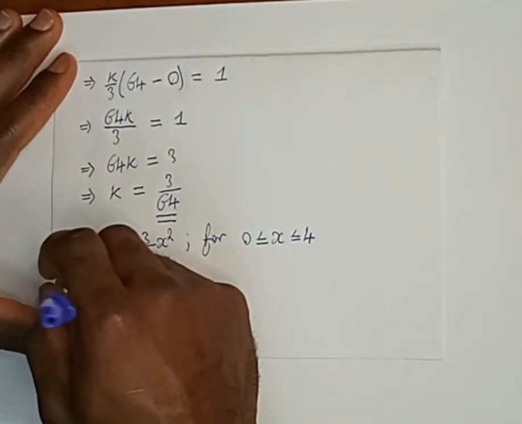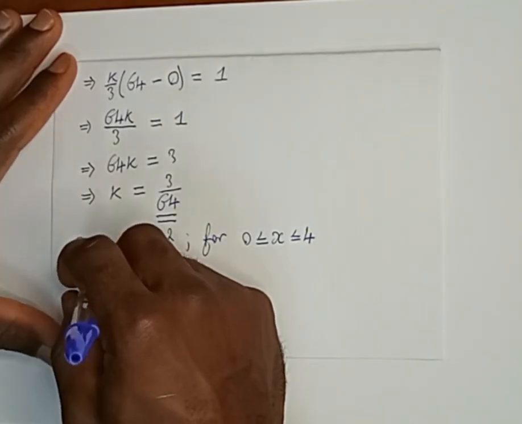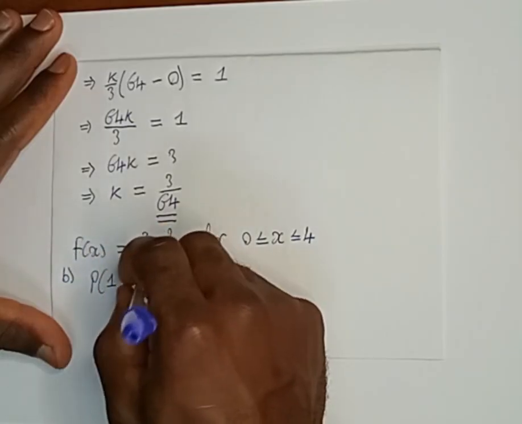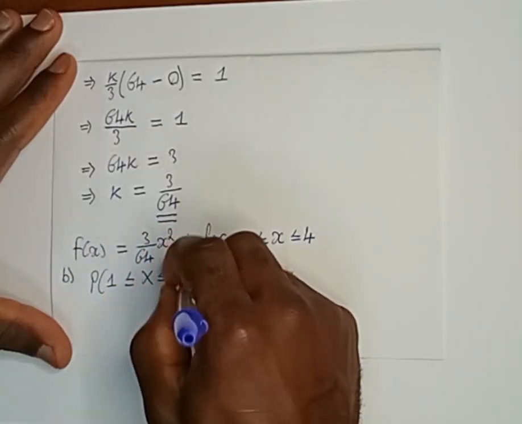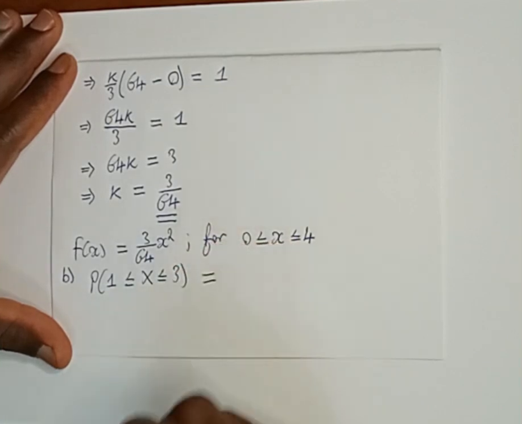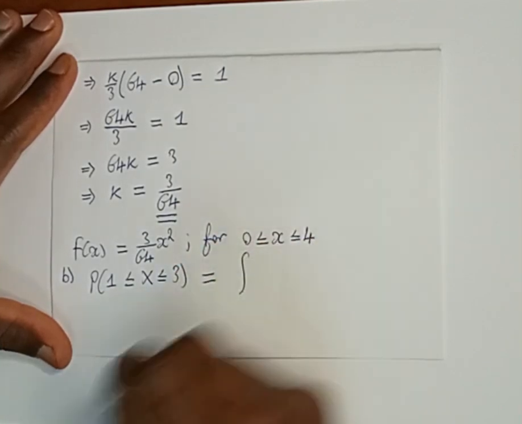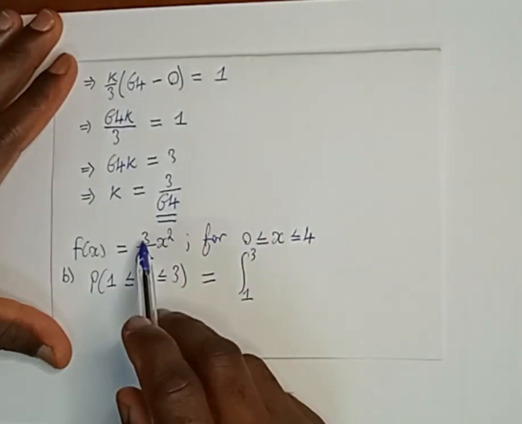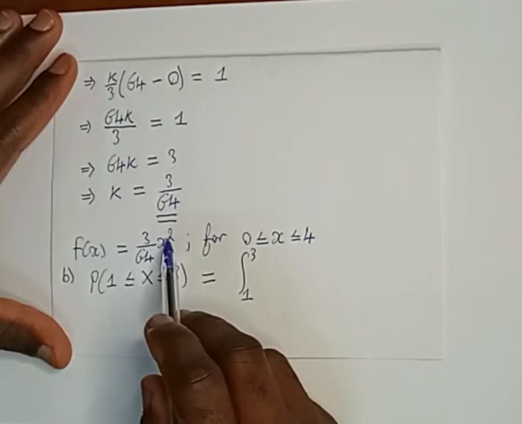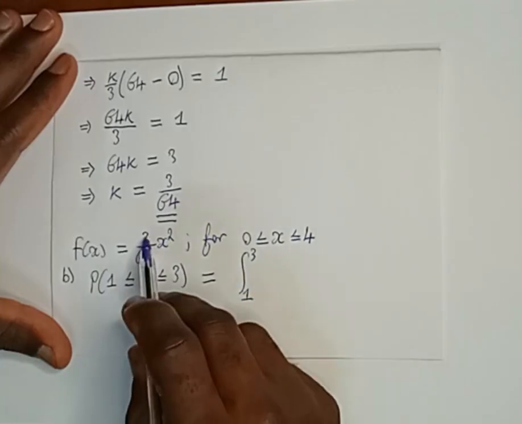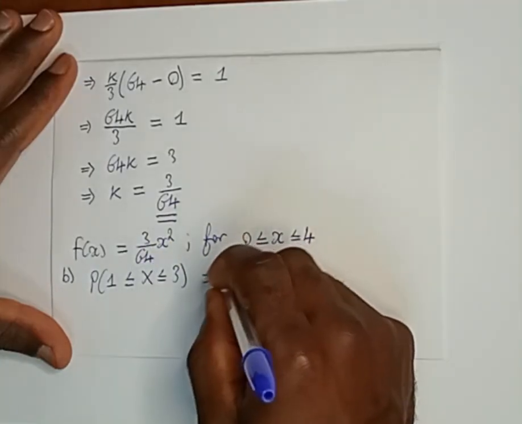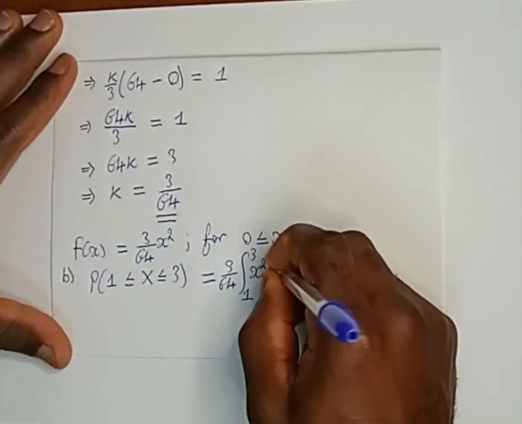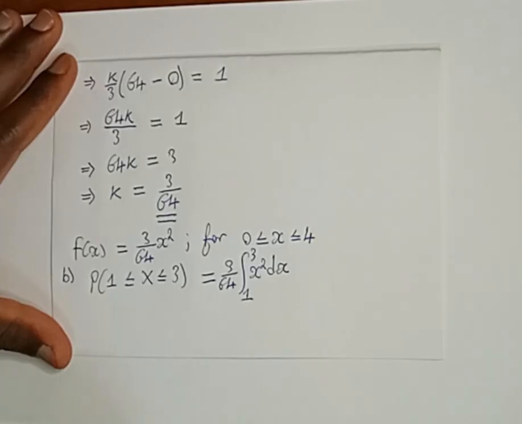Now we go now to the next part of the question, question B. We get to find the probability of 1 less than or equal to big X less than or equal to 3. This will simply be equal to, we integrate the PDF from 1 to 3. It means we have to integrate 3 on 64 x squared from 1 to 3. 3 on 64 is a constant, so we send it out. Then we keep in x squared, we integrate this with respect to x.